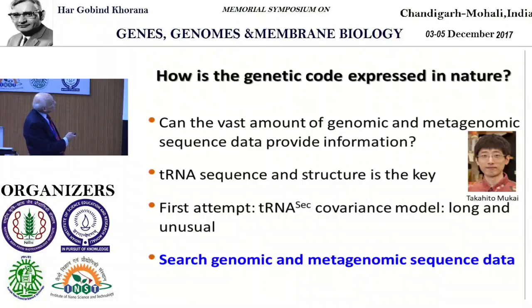So can a vast amount of genomic and metagenomic sequence data provide information? We could, and we looked at over 10 terabytes of sequence. And the tRNA sequence structure is the key. This was work done by Takahito Mukai, together with people from the Joint Genome Institute in Walnut Creek, California. And we took tRNA-seq as a first attempt with a covariance model because it's a long and an unusual tRNA.